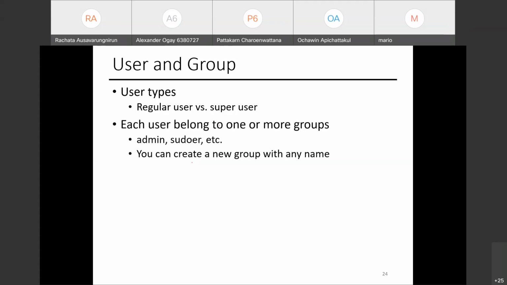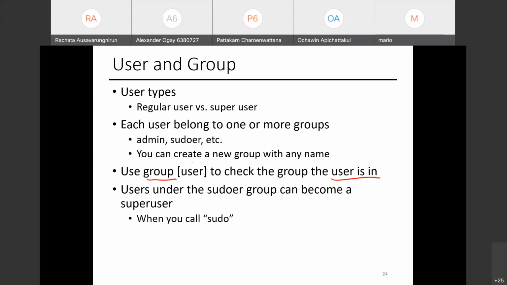Each user belongs to one or more groups. You can be in the admin group, you can be in the sudoer group, and other groups, and you can create a new group with any name. You can use the command groups, which will tell you what groups the user is in. If you are in the sudoer group, it basically means that you can call a command called sudo. Sudo means that I will elevate myself into a super user. I'm going to elevate my power to be a super user to run this command. It's the same as needing admin access to install a program on Windows. It's the same thing, right?